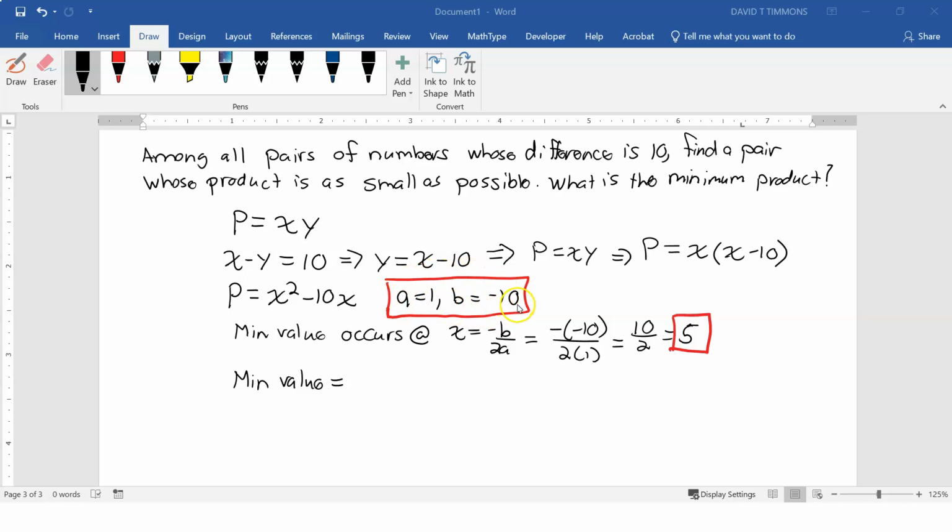So I'm going to identify a and b, because we know that the minimum value is going to occur at x equals minus b over 2a. So we can do that calculation: minus minus 10 divided by 2. 10 divided by 2 is 5. And so what's the minimum value? Well, that'll be the function f evaluated at 5. Due to our restriction, if x is 5, then y is 5. But if we use this function in one variable, if x is 5, we'd get 5 times 5 minus 10, which is minus 5. That product would be minus 25.